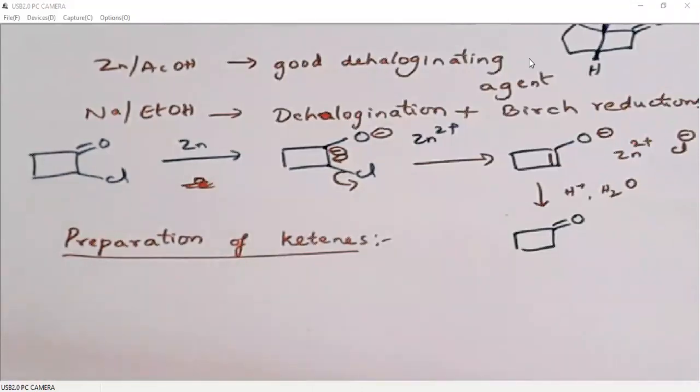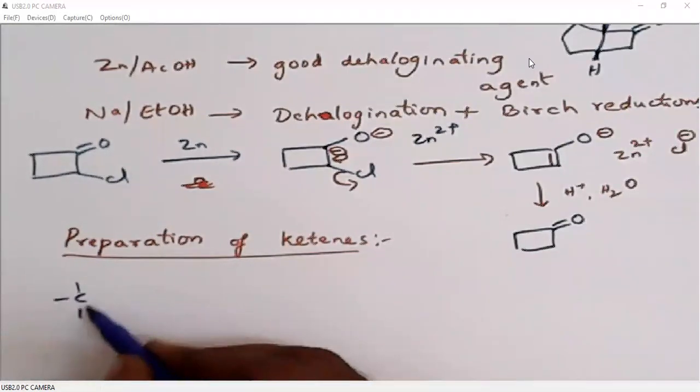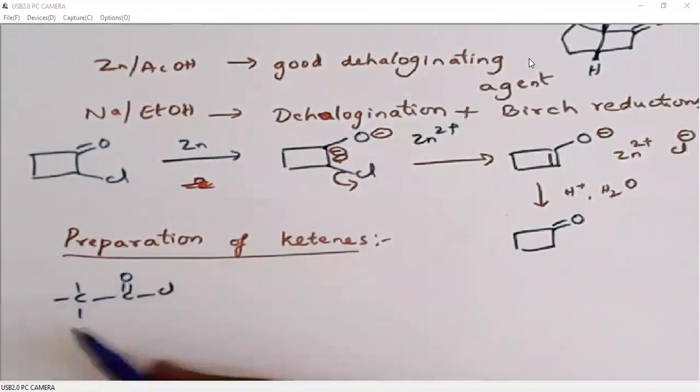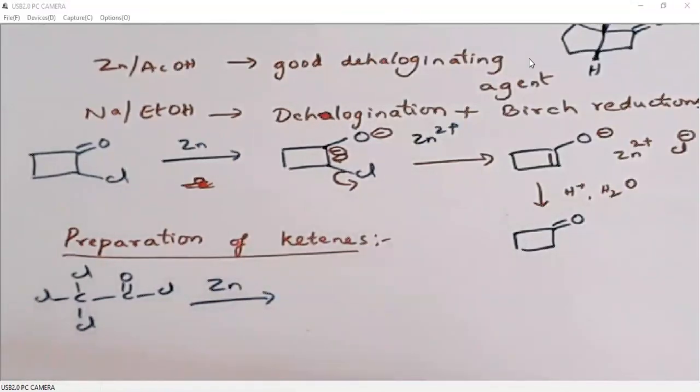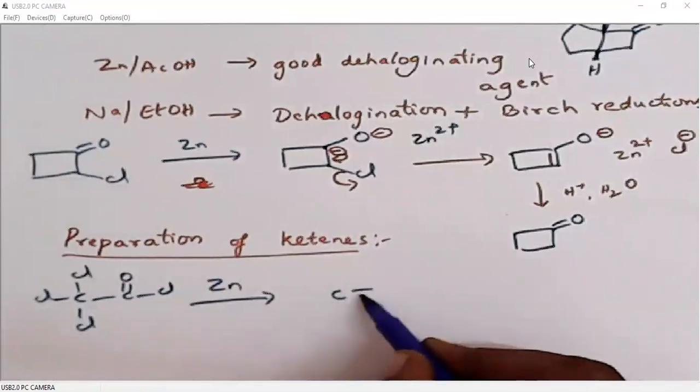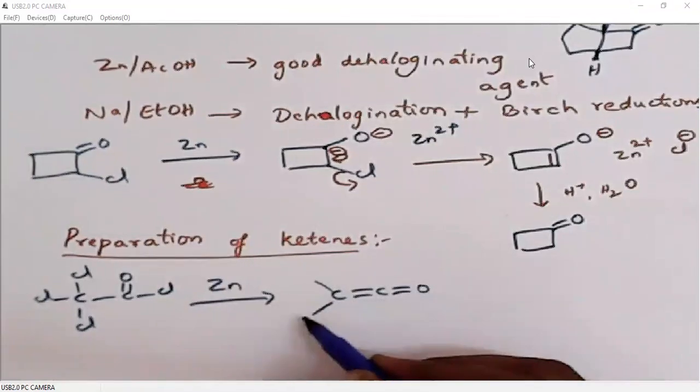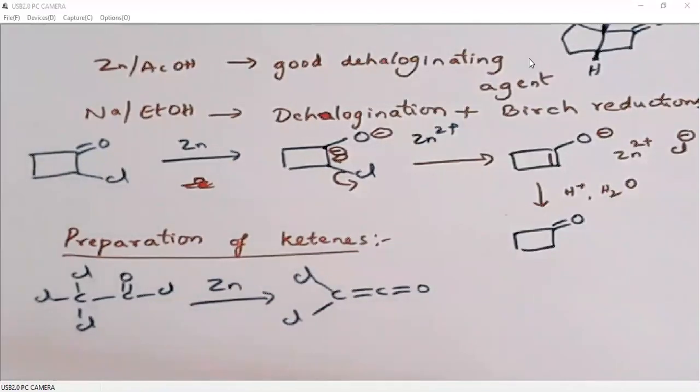Ketene can be prepared from an acid chloride. This is alpha-trichloroacetyl chloride. When we treat this with zinc, by the same mechanism, it generates a ketene. So this is a dehalogenation process, and we can explain the same mechanism here.